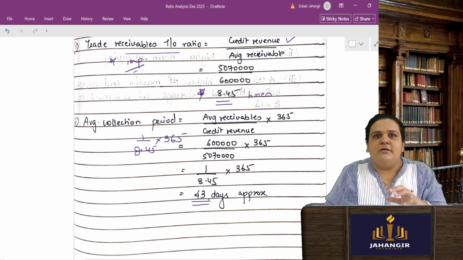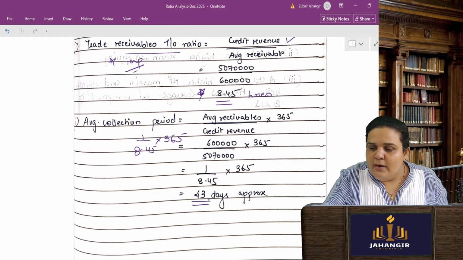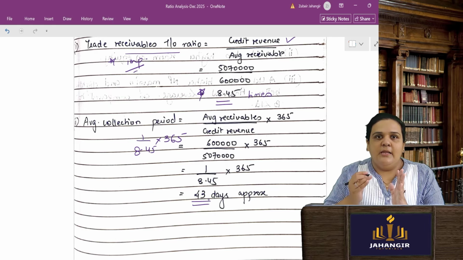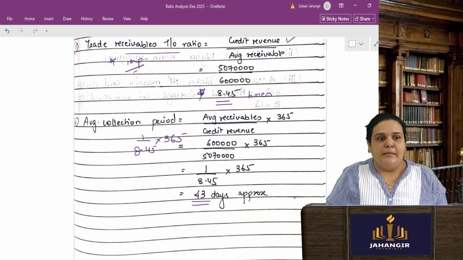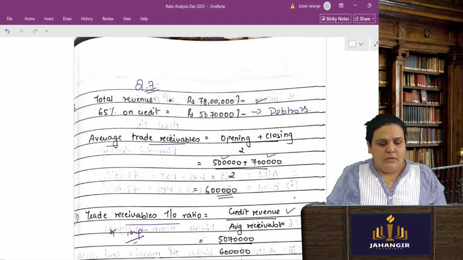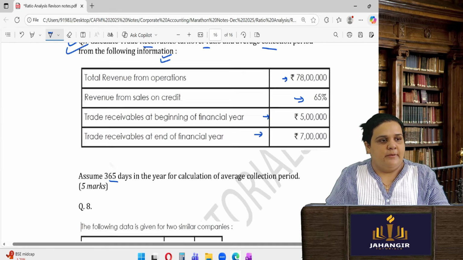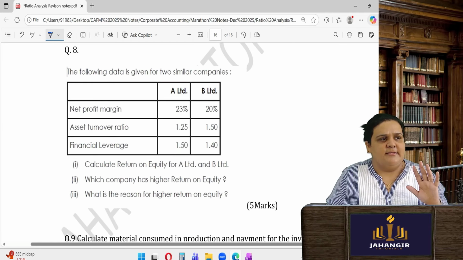You will approximately take the whole number, okay, before the decimal. So 1, divide that by 8.45 into 365, you will get 43.19 something. So you cannot take 0.19. 43 days approximately will be my average collection period, okay. So 5 marks in the pocket. So simple. Okay, now let us read another question. Even this is very easy.